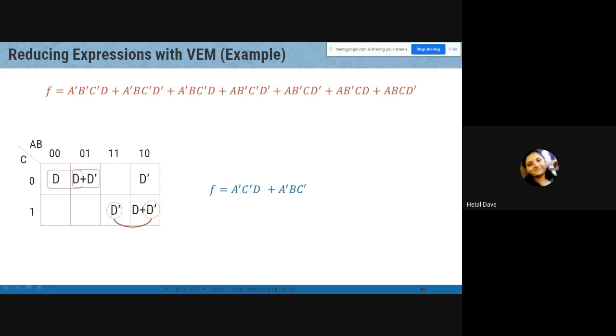What will be the equation? A, B will be cancelled, C and D bar: A, C, D bar. Still this one D bar is there. It is not covered yet, so we should cover it. It can be covered with this D bar. Vertical group is allowed. Only diagonal group is not allowed. The rest of the groups are allowed. And in one group, the maximum number of variables should be covered. So here the equation will be A, B bar, D bar. Is there any doubt in this example?